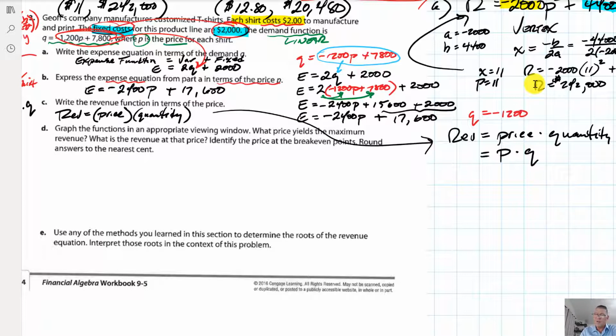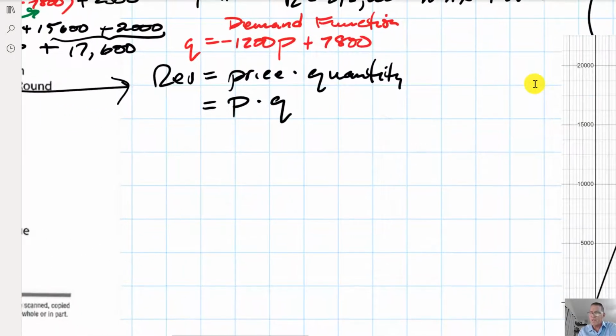This is your demand function. I'm just rewriting it over here on the side so I can see everything all together. Okay, so let's zoom in here and take a look at this. What we want is a revenue function in terms of price only.